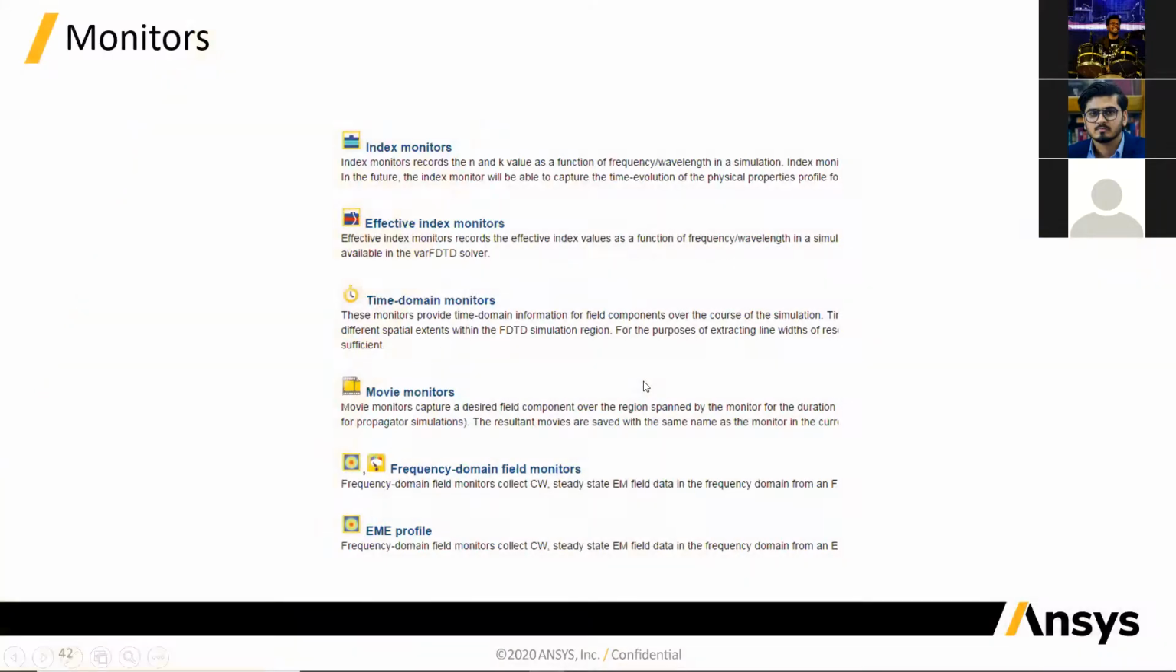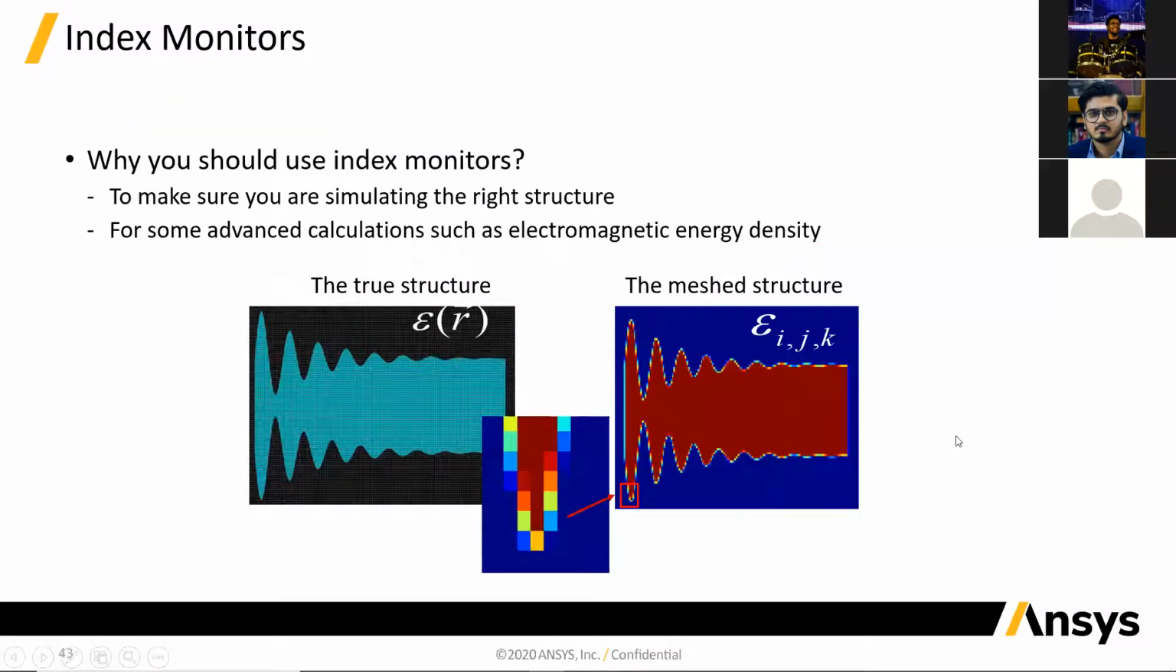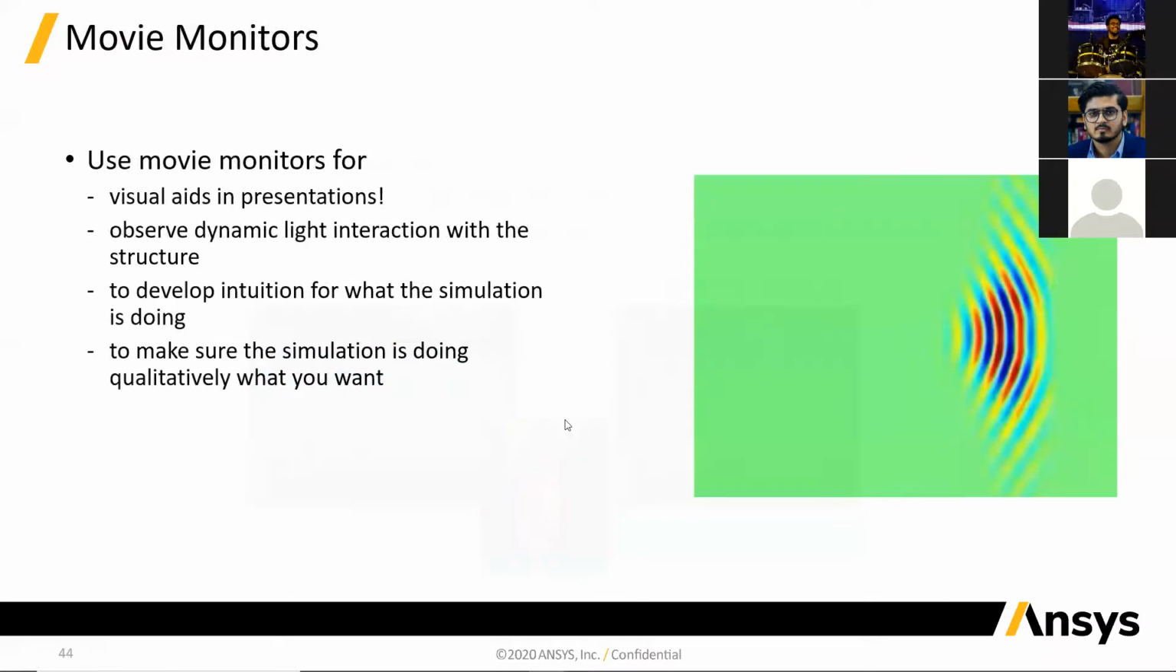And then finally, in monitors, the index monitor is one of the most common monitors. The reason you use it is that it simply shows you the index in your simulation geometry. So it tells you whether you're actually simulating the right structure or not. In some advanced calculations, you sometimes need to know the index of the geometry for some post-processing. So that's where index monitors can come in handy as well.